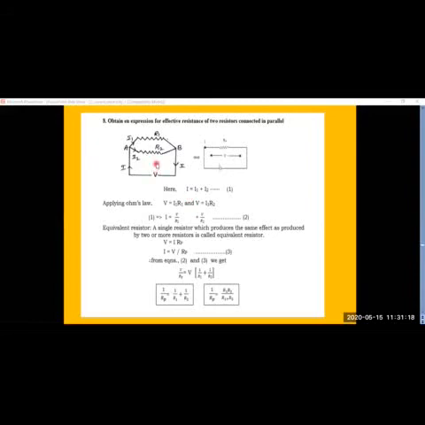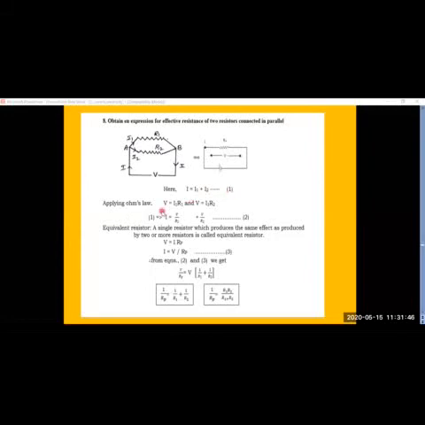I'll repeat it. You're considering two resistors R1 and R2 which are connected in parallel as shown in figure. I is the total current. I1 is the current through R1. I2 is the current through R2. V is the potential difference. Hence, I will be equal to I1 plus I2. Call it as equation 1.